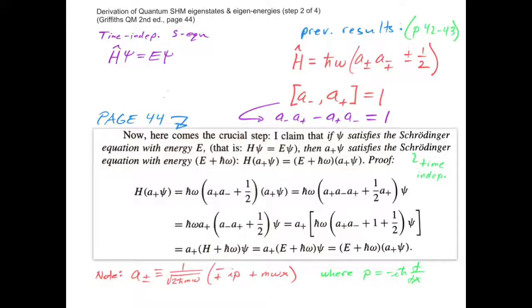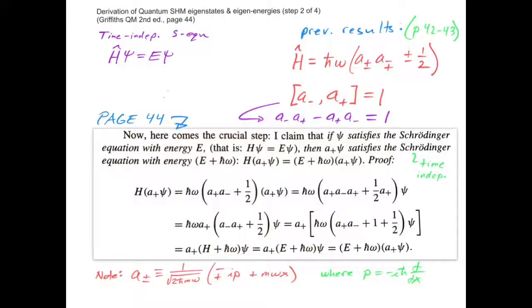In this video, I want to take you through a key step in the derivation of the eigenstates and the eigenenergies for the quantum simple harmonic oscillators. Now we should say eigenstates and eigenenergies of what? Of the time-independent Schrodinger equation. So this is an eigenvalue equation. We have the Hamiltonian operator operating on psi, gives us some value, some eigenenergy E times psi. We're looking for solutions to that.